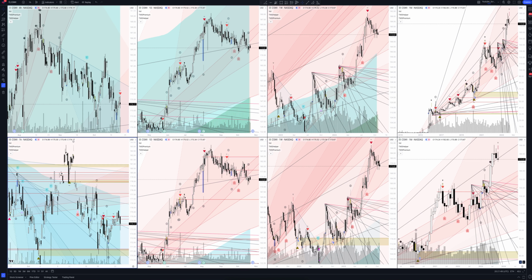Today we will take a look at CSW Industrials Inc. stock. Let's analyze the market situation and find out how you can make money on it. Let's start.